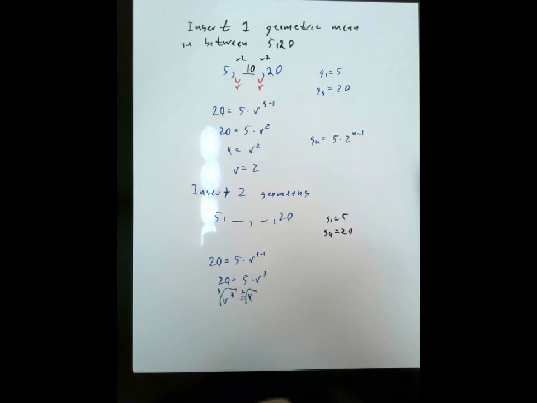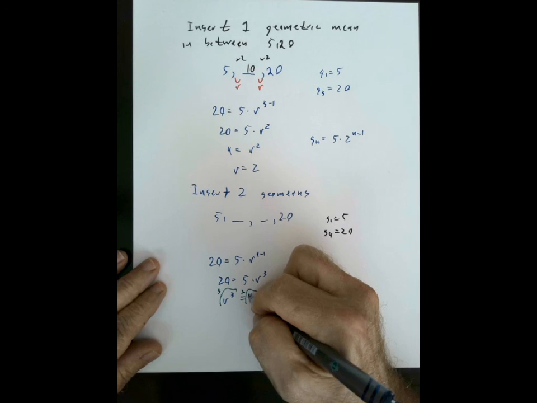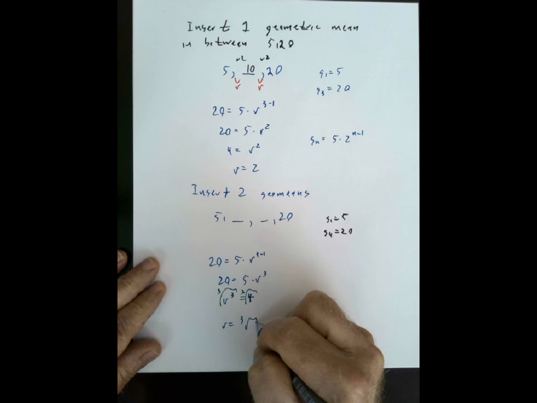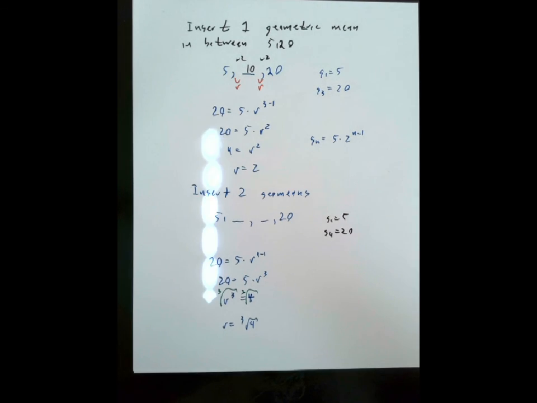To get the r by itself. Right? R is equal to the cube root of 4. Right? Which is not an even number. But that's the common multiplier, and you're thinking, well, does that really work? Well, let's try it out here.